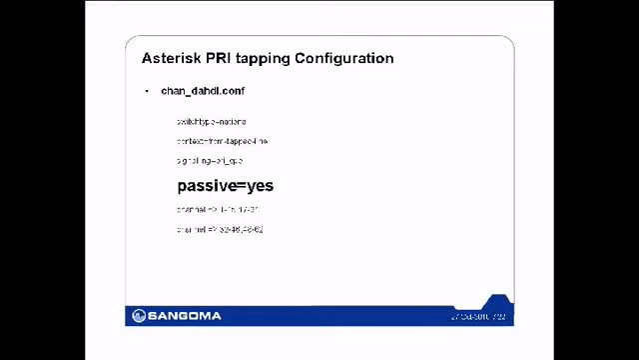Asterisk PRI tapping configuration. This is on chan_dahdi. This is the Asterisk configuration itself. What do you need to tell Asterisk in order to have chan_dahdi know that these circuits are passive and that it needs to do the message matching in spans 1, 2? So all you have to do is put passive equals yes, and chan_dahdi will know what to do.